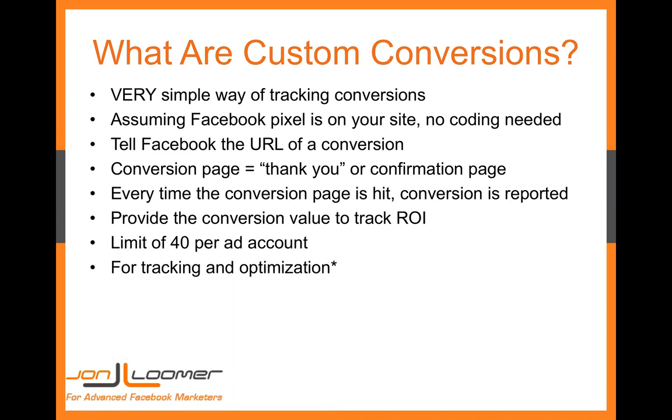Custom conversions can't be used for targeting. That's why we have website custom audiences. They're used for tracking, meaning Facebook will report how many conversions happened as a result of your ad. And they're used for optimization, meaning when you have a conversion objective, Facebook will have you specify what specific conversion you want to optimize for. Facebook will then show the ad to people within the audience you're targeting, but specifically those who are most likely to perform that action.